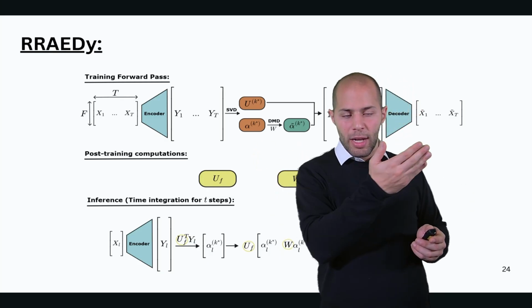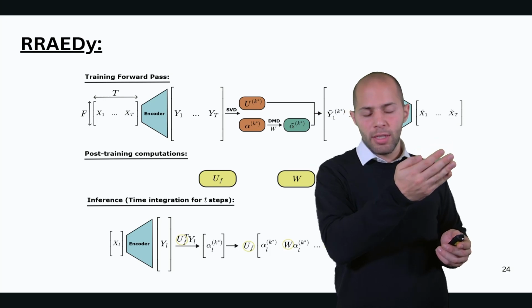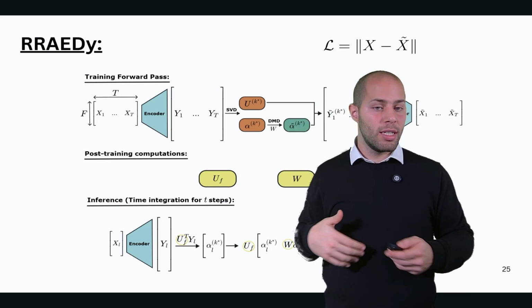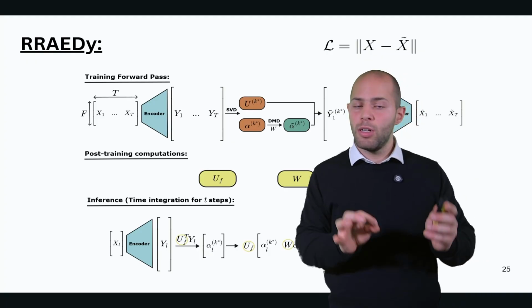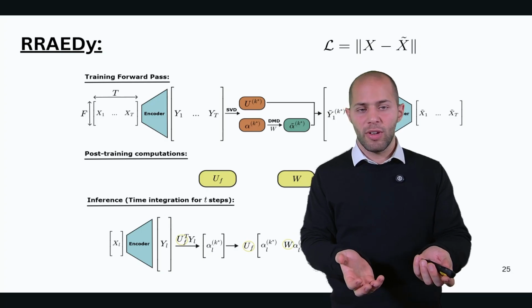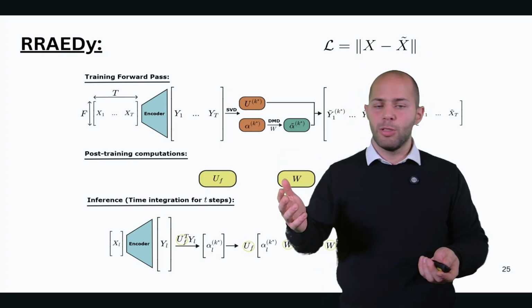And finally, once we have the output, we're simply going to say, again, the loss function is output is equal to input. And so it is really nice because RRAEDy only has one loss function. So optimization is very easy. You do not have hyperparameters to fine-tune, especially in the loss function. Of course, you have model parameters.